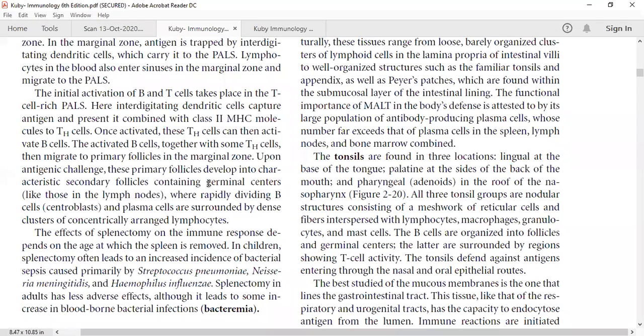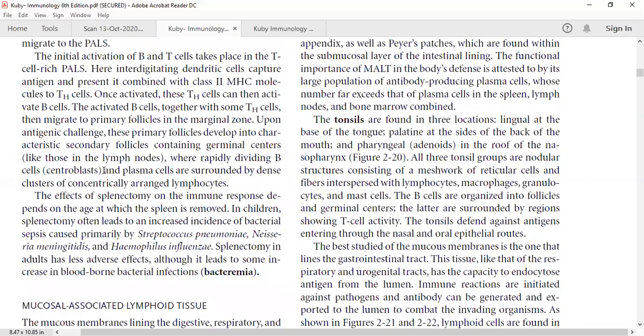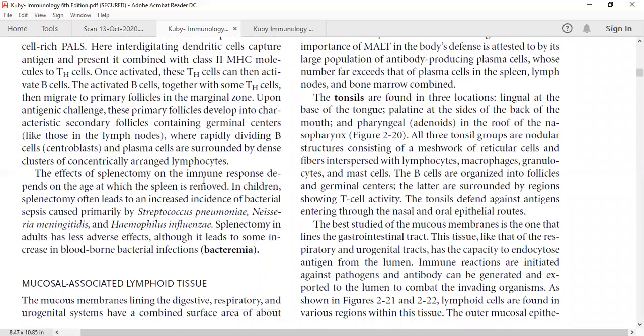These secondary follicles or germinal centers are very similar, as we have already discussed, to those in lymph nodes. There are rapidly dividing B cells, which are called centroblasts or the big cells, and plasma cells, surrounded by dense clusters of concentrically arranged lymphocytes, because there is a large number of lymphocytes arranged in a concentric manner. They will surround these activated B cells, which are called blast cells or plasma cells.